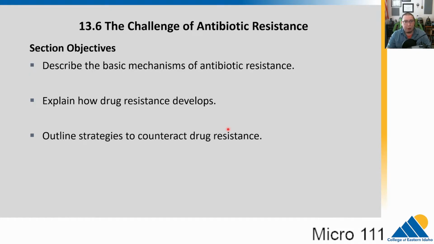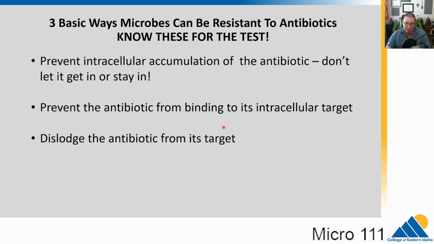Okay, in 13.6, we're going to finish up by talking broadly about how antibiotic resistance can happen. We talked about a very specific mechanism there. We're going to talk broader about the general ways this can happen and how that can lead to drug resistance developing. I would love you to know these. These are the three basic ways that microbes can be resistant to antibiotics. I'll show you an image in a moment, but I'm just going to go through them.